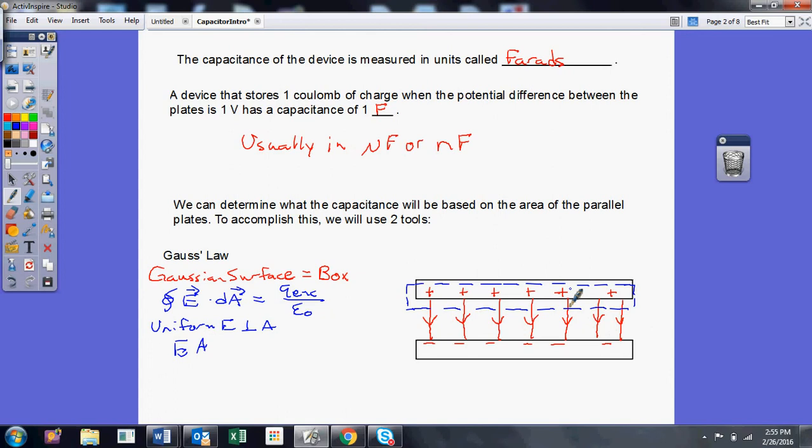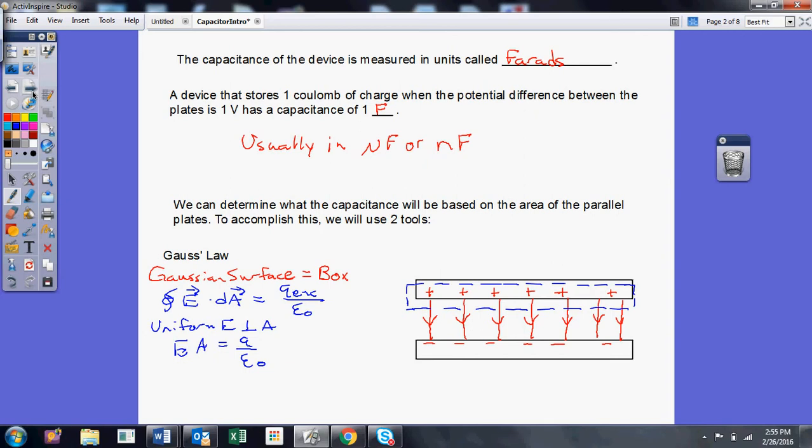The opposite face of that is inside the conducting material, no electric field there, and the side faces of this would be parallel to the electric field, and we're of course ignoring any edge effects or anything like that. Now Q enclosed is going to equal the charge on the capacitor, so we usually just call that Q in this case, over epsilon naught. So that's one equation that we have.